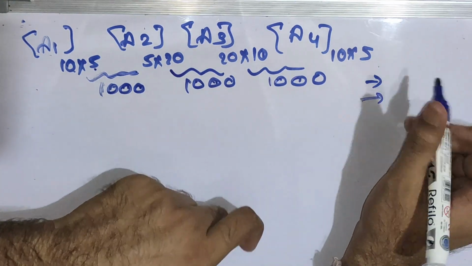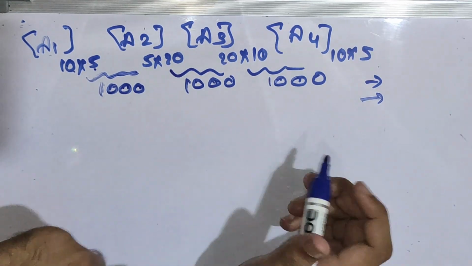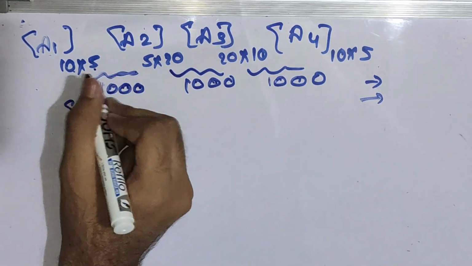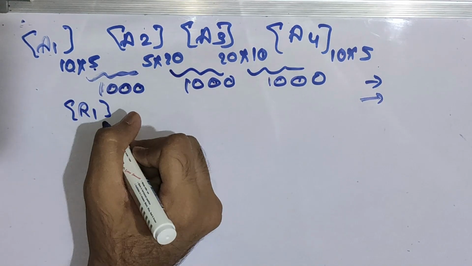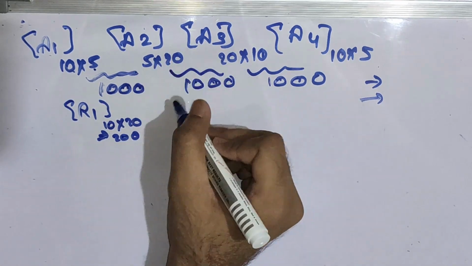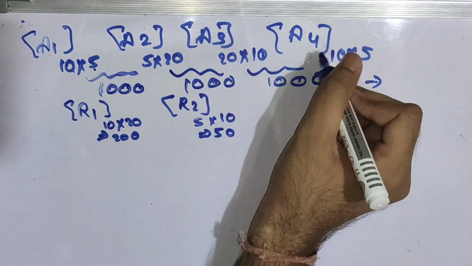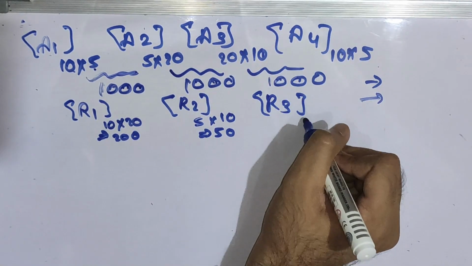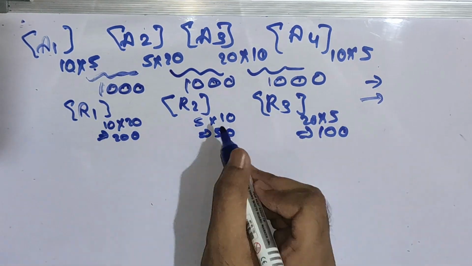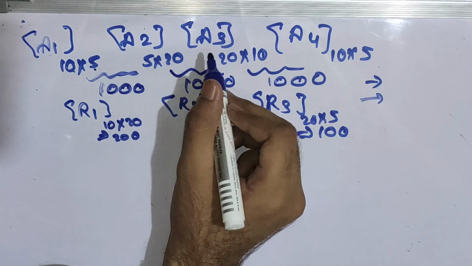The second step was you have to find the two matrices with the resultant product of rows and columns minimum. So here if we multiply these two matrices, we get the resultant matrix as R1, let's say, and the resultant rows and columns will be 10 by 20. If you multiply it, you will get 200. And if you multiply these two matrices, you will get R2 as 5 by 10 and the product will be 50. And if you multiply these two matrices, you will get R3, let's say 20 cross 5, and it will give 100. So among all these, you can get this 50 as minimum. So first you will do the multiplication of A2 and A3.